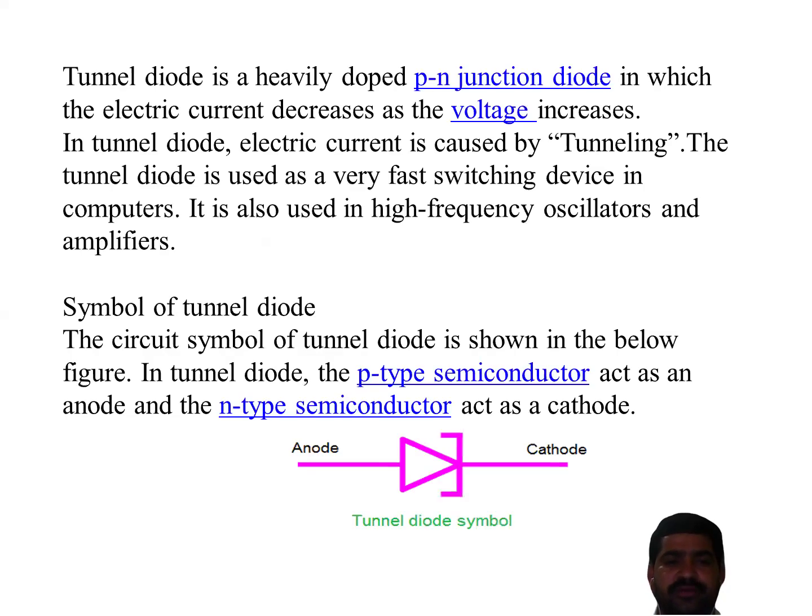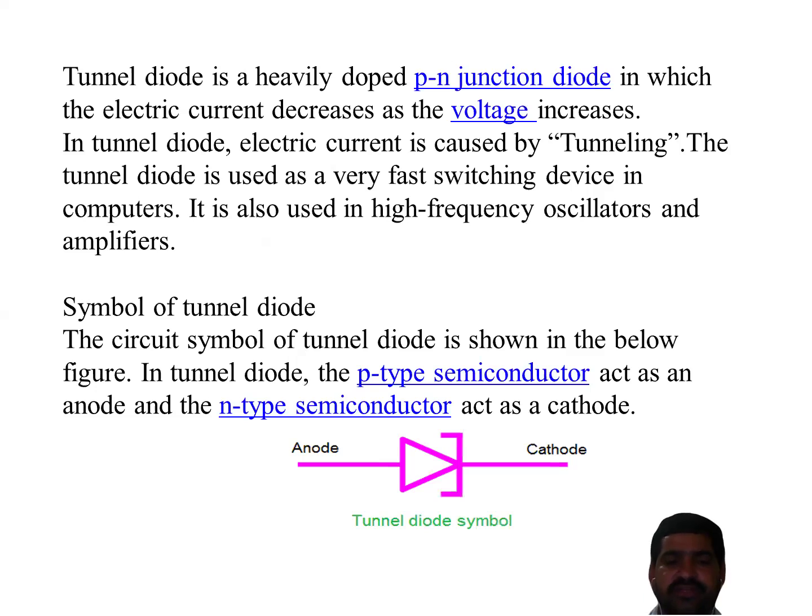Today, I am going to explain about tunnel diode. So, what is meant by tunnel diode? Tunnel diode is a heavily doped PN junction diode in which the electric current decreases as the voltage increases. So, tunnel diode is a heavily doped diode. The current decreases as the voltage increases. In tunnel diode, the electric current is caused by tunneling.